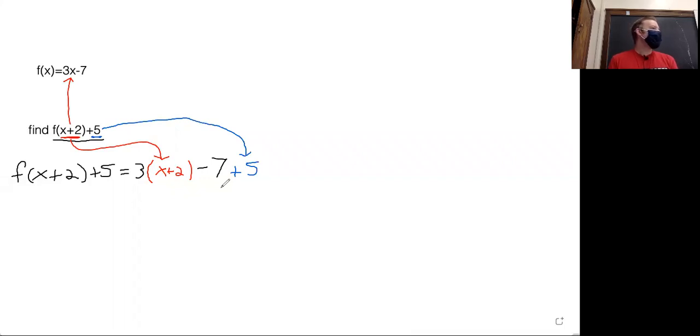Now we need to simplify. And there's a few different steps that we could do first. I'm going to choose to distribute first, but you could actually start by combining the negative 7 and the plus 5 right here. So 3 times x and also 3 times 2. So 3 times x will give me 3x. 3 times 2 will give me plus 6. Have I done anything with the 7? Have I done anything with the 5? So I'm just going to bring those down. Minus 7 plus 5. They just came straight down.